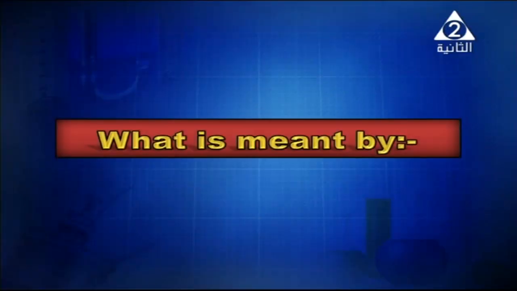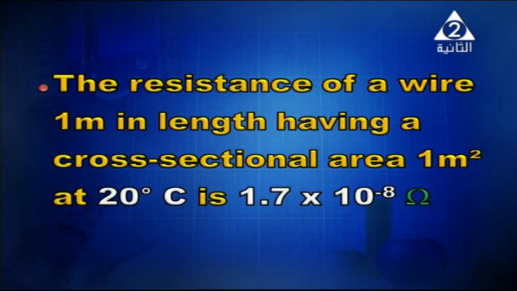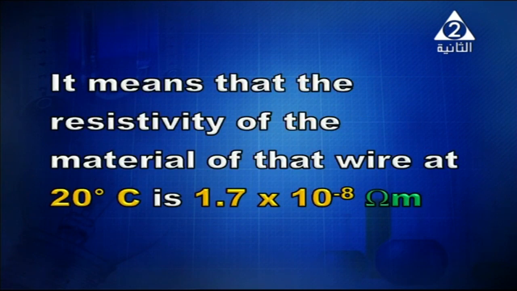What's meant by the resistance of a wire 1 meter in length having a cross-sectional area of 1 meter squared at 20 Celsius is 1.7 times 10 to the power of negative 8? What does it mean? Yes, it means resistivity. It means that the resistivity of the material of the wire is equal to 1.7 times 10 to the power of negative 8 ohm meter.